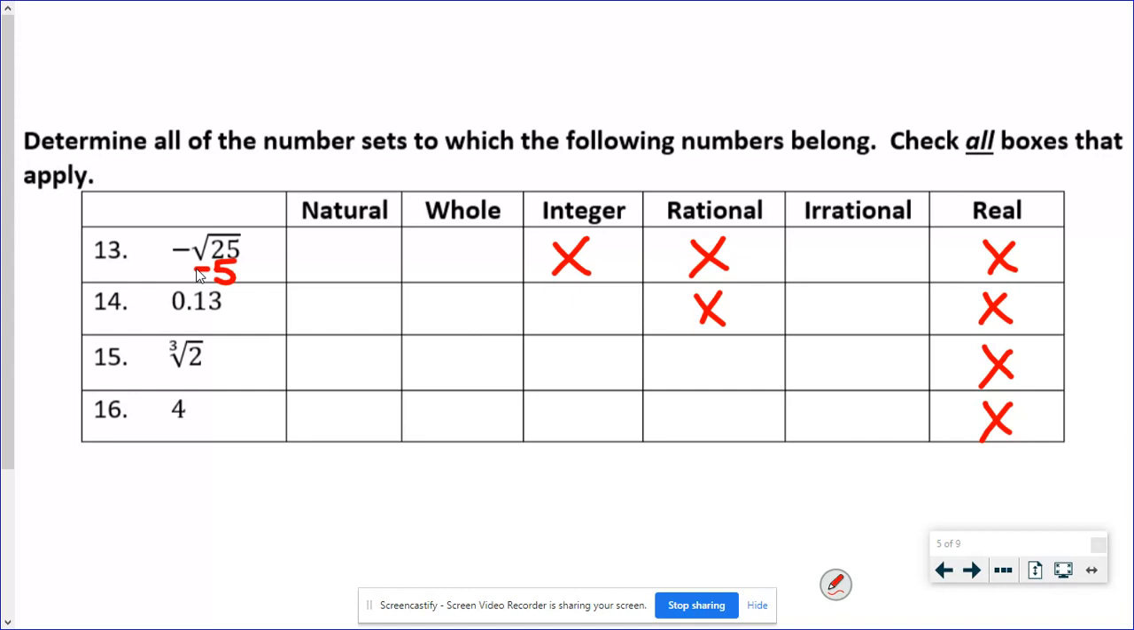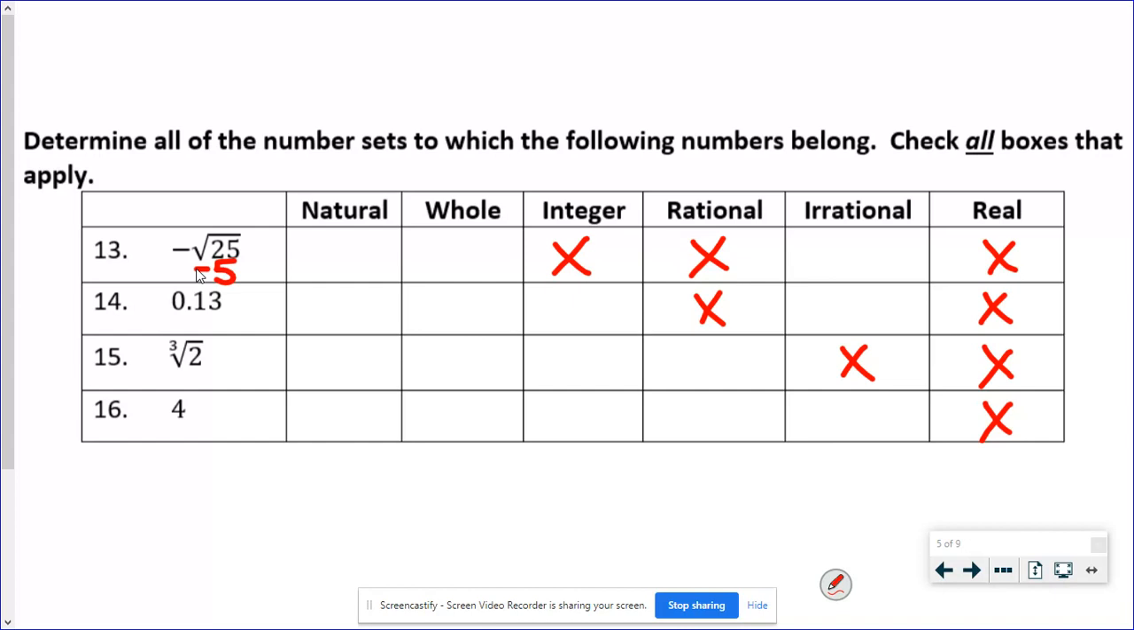The cube root of 2: since 2 is not a perfect cube, the cube root of 2 will not give me a nice kind of an answer. This is going to be an irrational number. That decimal would continue on and on forever, no pattern, never going to stop.